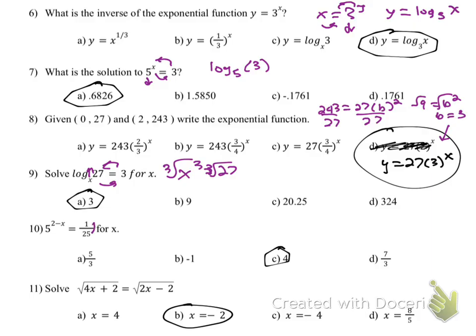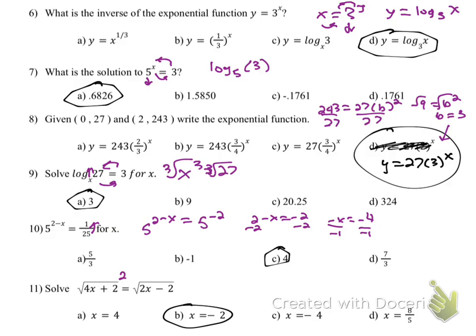Number 10, bring up the 25. 5 to the 2 minus x equals 25 to the negative first, but I'm going to go ahead and make that 5 to the negative second. We bring it up, makes that exponent negative, and 5 squared is 25 there. So then we can drop the base. 2 minus x equals negative 2. Subtract 2. Negative x equals negative 4. Divide by negative 1, and we get that x equals 4.